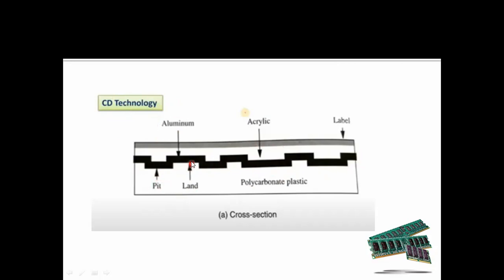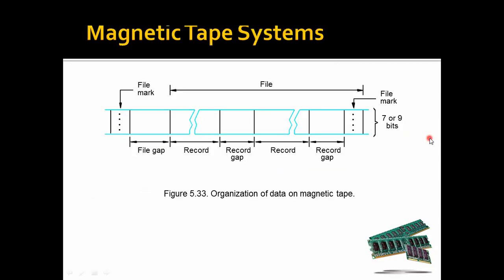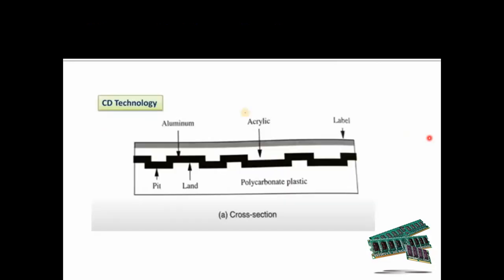These pits and lands use aluminium. The arrangement of pits and lands in CD and DVD is different. That's why the memory capability of CD and DVD is also different. Physically, by seeing, both are the same, but regarding the memory capability, both are different. In this way, we are using CDs and DVDs as secondary storage devices. That is also one type.